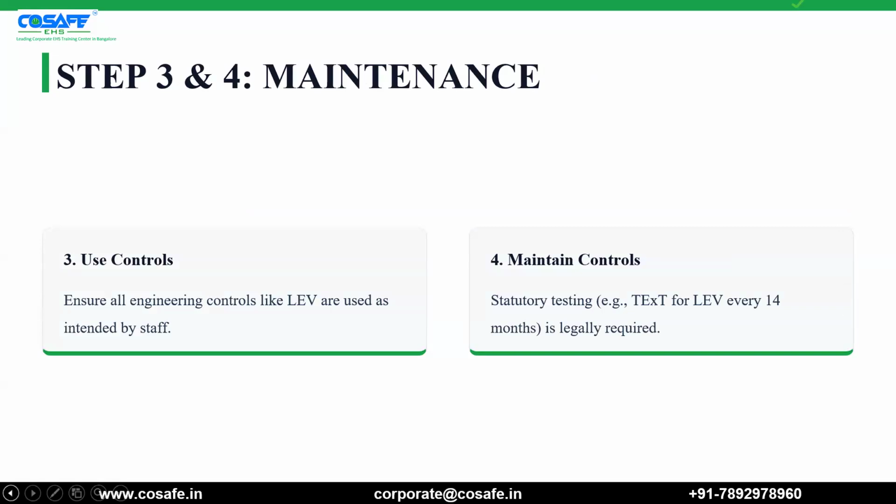First step was risk assessment. Second step was in the 8 step compliance of COSHH. The first step was risk assessment. The second step was the hierarchy of control. Then third and fourth step is use controls and maintain controls. See, many of the people use controls, but they don't maintain them properly.